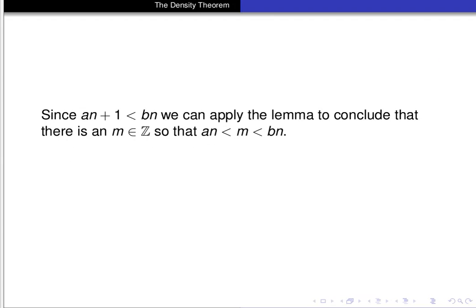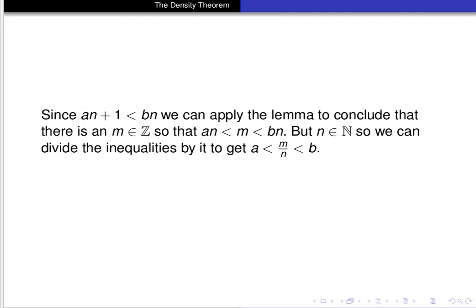So we can apply the lemma, all right, and the lemma tells us that in this case we can find an integer between the real numbers an and bn. So we can find an m so that an is less than m and m is less than bn. Now n is a natural number, so it's positive, so we can divide the inequalities by it, or multiply by 1 over n, to get that a is less than m over n is less than b.